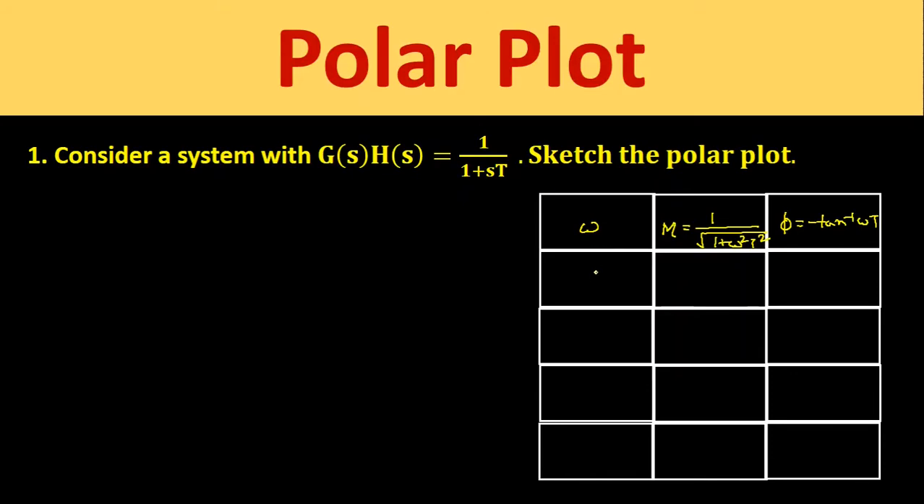So first we will put omega is equal to 0. When we put omega is equal to 0 in this magnitude equation, we will get M is equal to 1. And when we put omega is equal to 0 in the phase equation, we will get phi is equal to 0 degree.